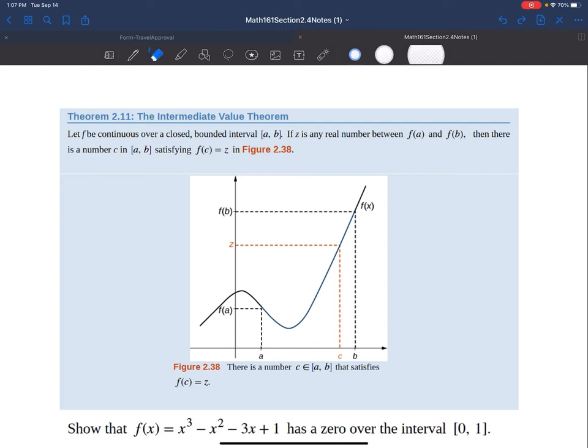So if I have a continuous function over a closed bounded interval, closed and bounded means it's an interval where I include the two endpoints, A and B in this case. So I'd include the A and I'd include the B.